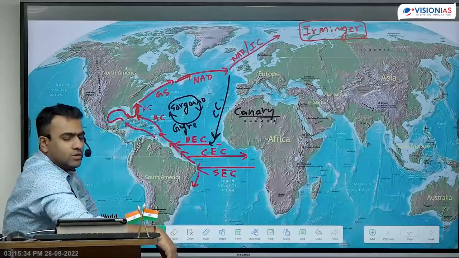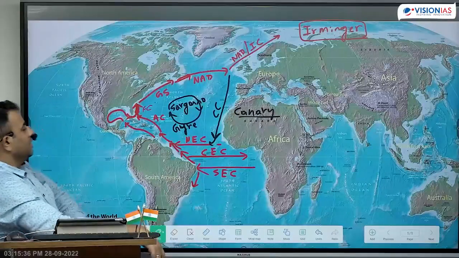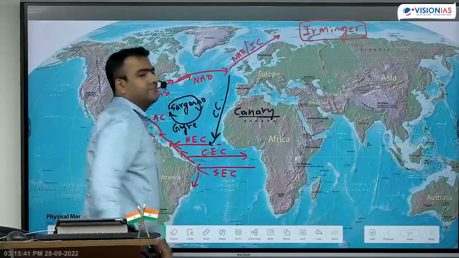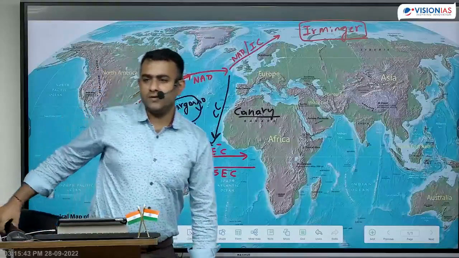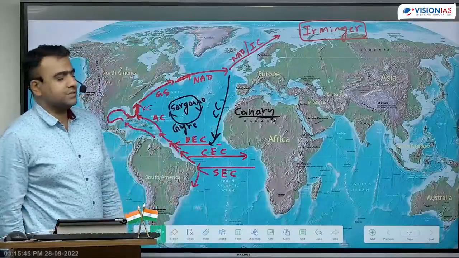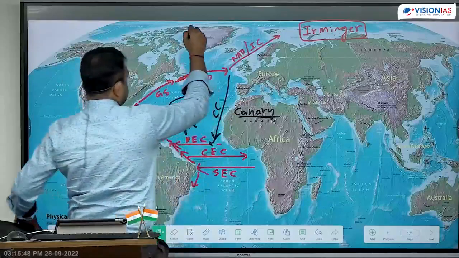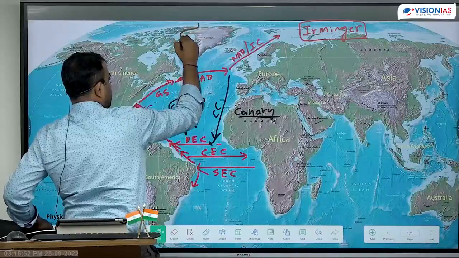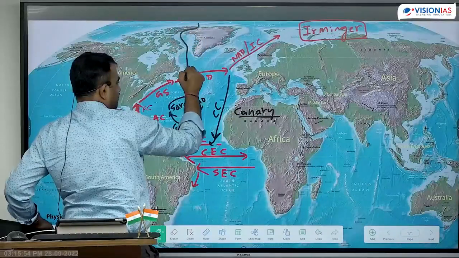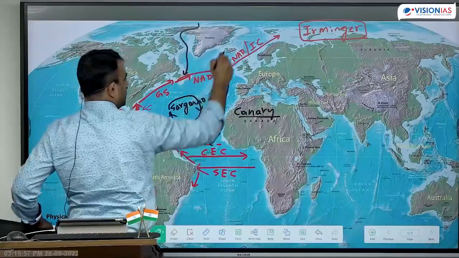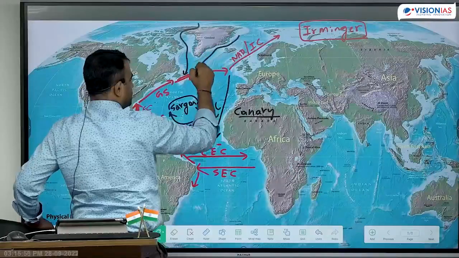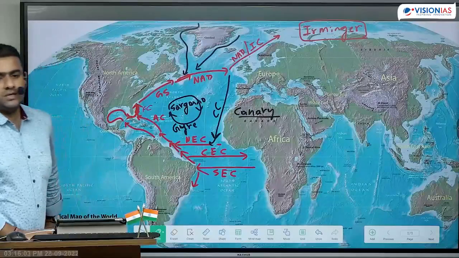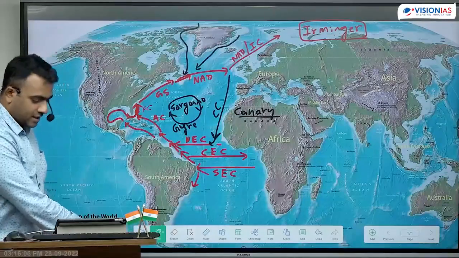So this is about currents of North Atlantic Ocean. In addition to this, there are two more cold ocean currents which are coming from the Arctic region. They will join the warm waters. Can you see, between Greenland and Canada there is a gap. Here some of the waters from the Arctic region enter and flow in this direction. These are cold ocean currents caused due to the movement of water from the Arctic Sea.